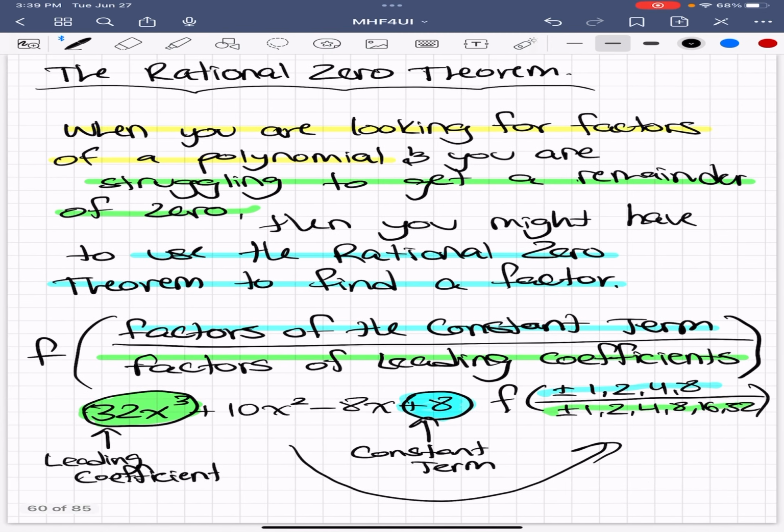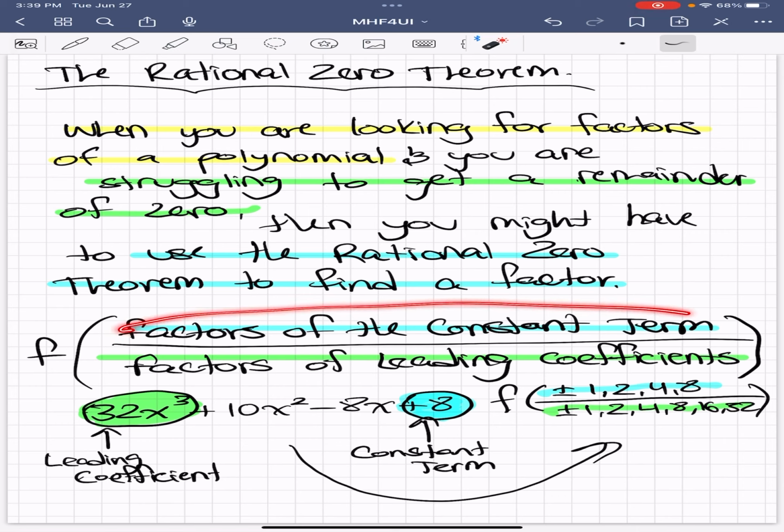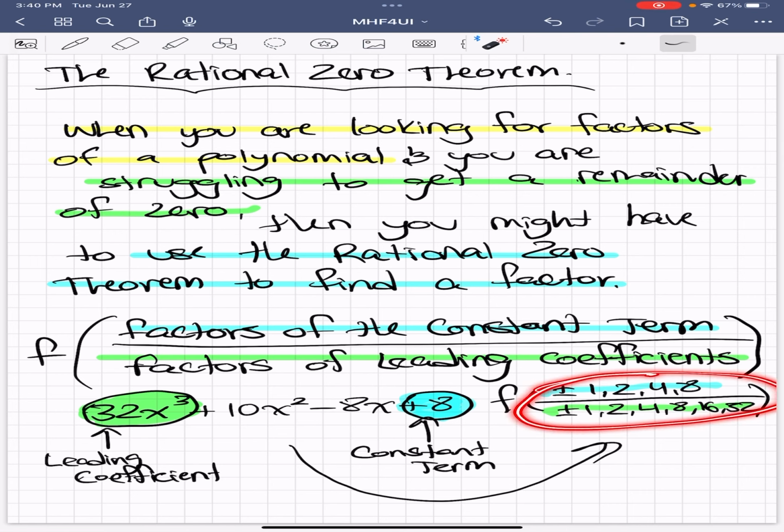When you're looking for factors of a polynomial and you are struggling to get a remainder of 0, then you might have to use the rational zero theorem to find a factor. It takes factors of the constant term over factors of the leading coefficient. As you can see here, 32x to the power of 3 is the leading coefficient, and plus 8 is the constant term. So we took factors of both to find the factors of this polynomial that equals 0.